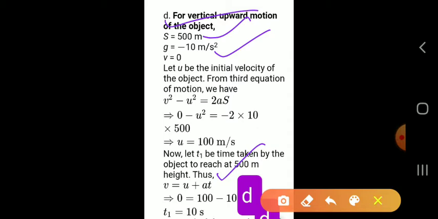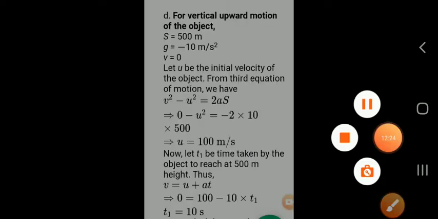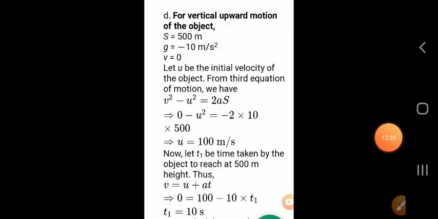Now let us see the second part. Children, once again you see the first part. Again I am repeating it so it will be clear to you. S is given as 500 meter. g is given as minus 10 meter per second square. Because it is upward motion, that is why it is taken minus. V is equal to 0.